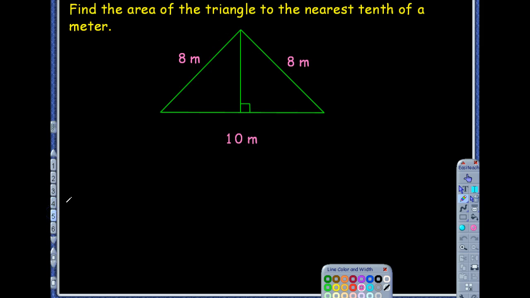Okay. Let's do some more application of this. We started real basic. The stuff we've done so far, you guys have done before. So this next question says, find the area of the triangle, and then it says to the nearest tenth of a meter. So this is where we're actually going to do some rounding.